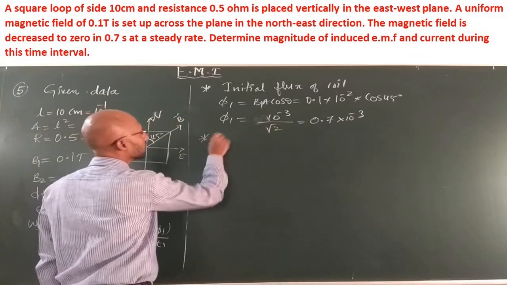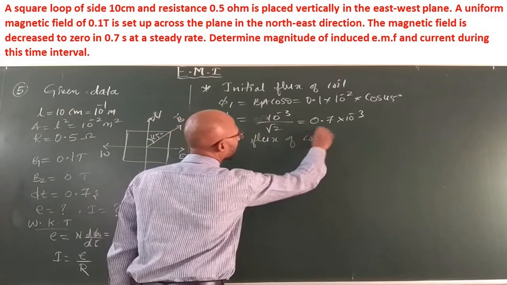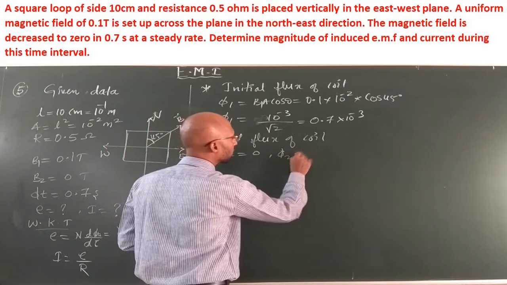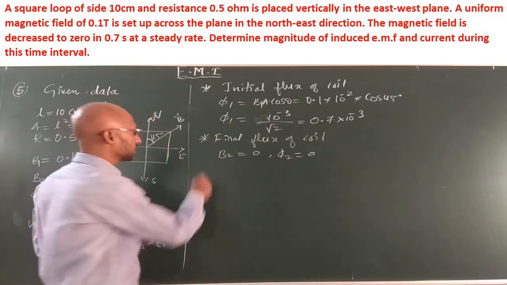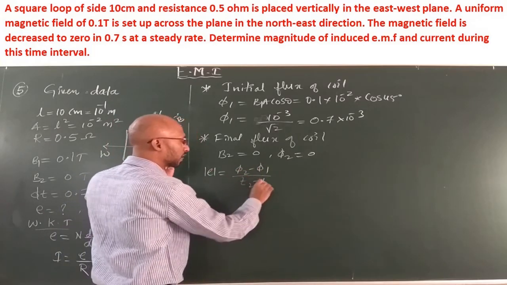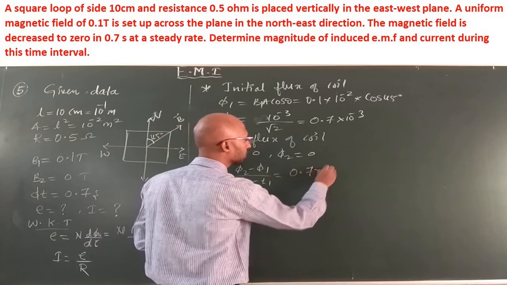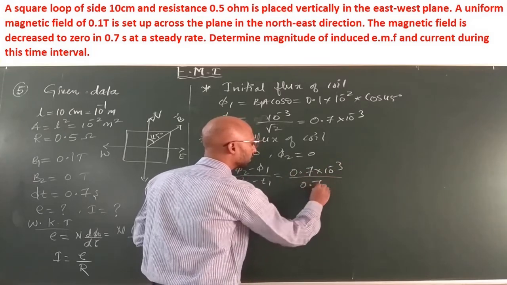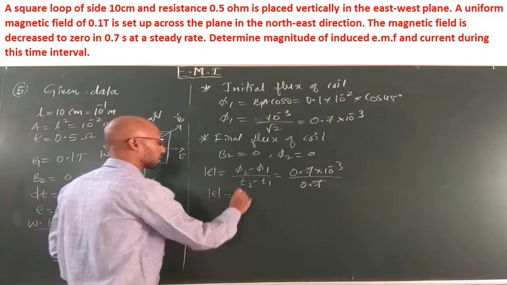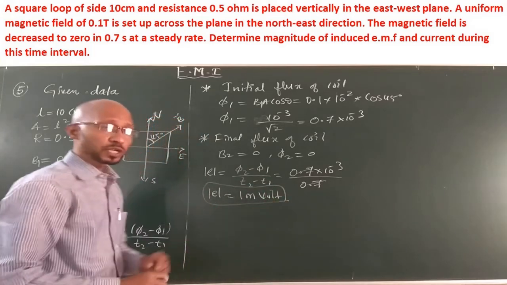Now what is the final flux that will develop in the coil? Final flux of the coil: it is clearly mentioned that the magnetic field is 0, which means the flux linked to the coil is also 0. Now what is the induced EMF? Induced EMF is phi 2 minus phi 1 divided by T2 minus T1. It means the flux change is 0.7 into 10 raised to minus 3 divided by 0.7, which means it is 1 millivolt. 1 millivolt of EMF will be induced.